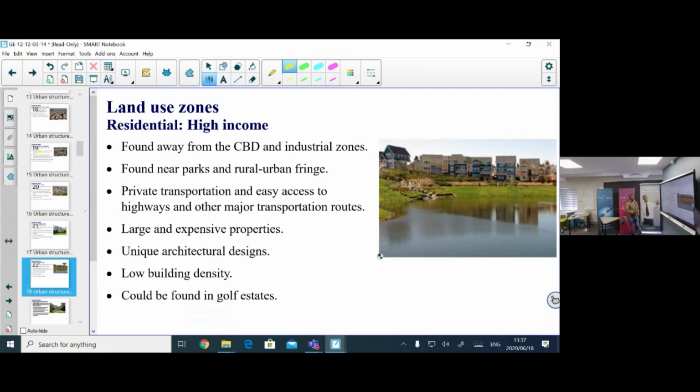Then high income, found away from the CBD and industrial zones, found near parks and the rural urban fringe, private transportation and easy access to highways and other major transportation routes, large and expensive properties, unique architectural designs, low building density. Could be found in golf estates.